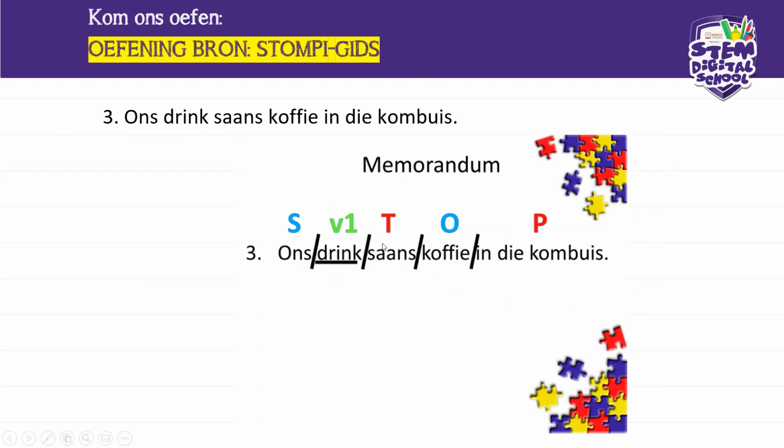So now it's only stop. The rest of the Stompie is not going to fit in here. It's not necessary. Okay, this is important. Take a picture so that you can see. Sometimes the sentence won't have everything in. Just like when I said sometimes the sentence won't have 2 verbs in there, then verb 1 would be the main verb. Okay, take a picture.